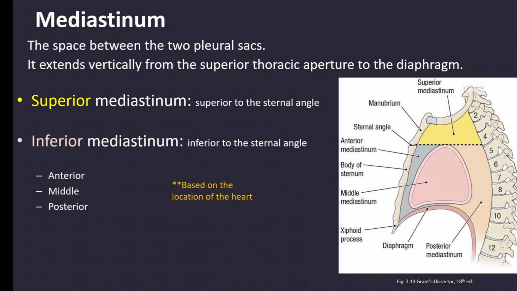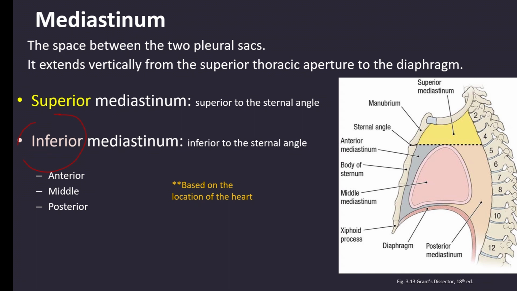Okay, so if we think further about the mediastinum, that is the space between the two pleural sacs, we can further divide that mediastinum into a superior mediastinum. That's the part of the mediastinum that's superior to your sternal angle, and then the inferior mediastinum, that's the part that's inferior to the sternal angle.